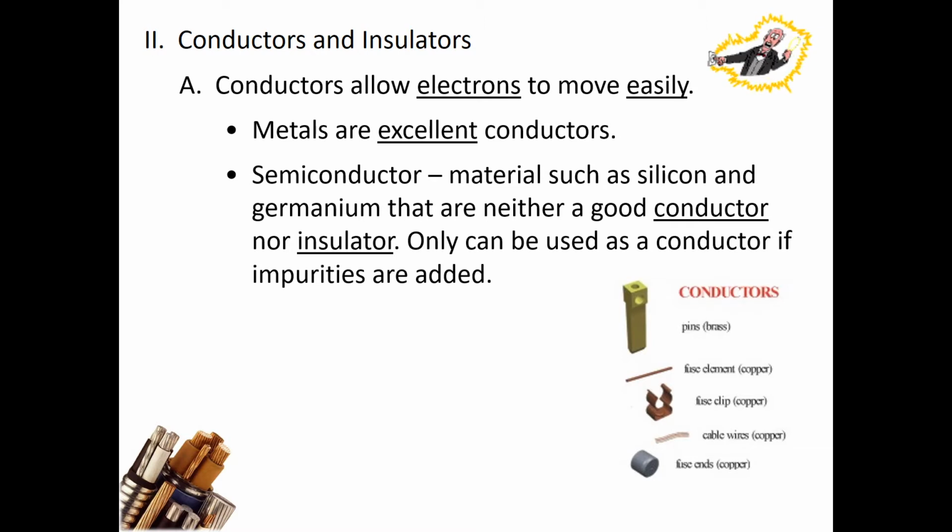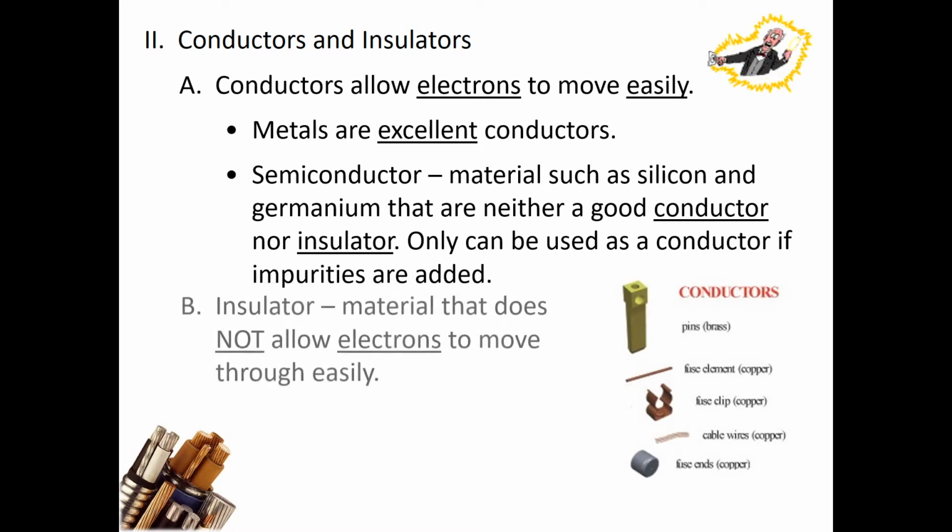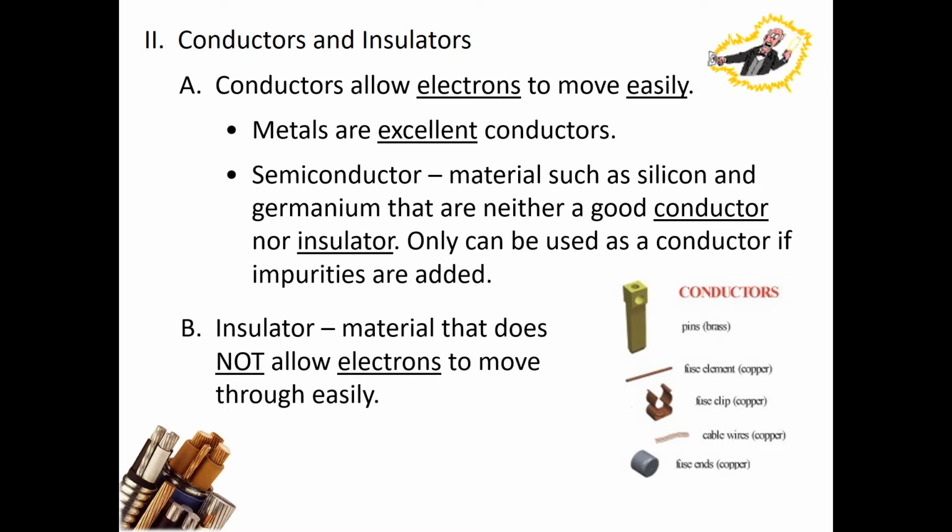A semiconductor is a material such as silicon and germanium that's neither a good conductor nor an insulator. It can only be used as a conductor if impurities are added. This is how cell phones and computer chips work. They have silicon and they add some impurities to it to control how much it can conduct. You don't want the electricity to flow through the entire phone. You want it to travel in certain pathways. An insulator is a material that does not allow electrons to move easily through it.